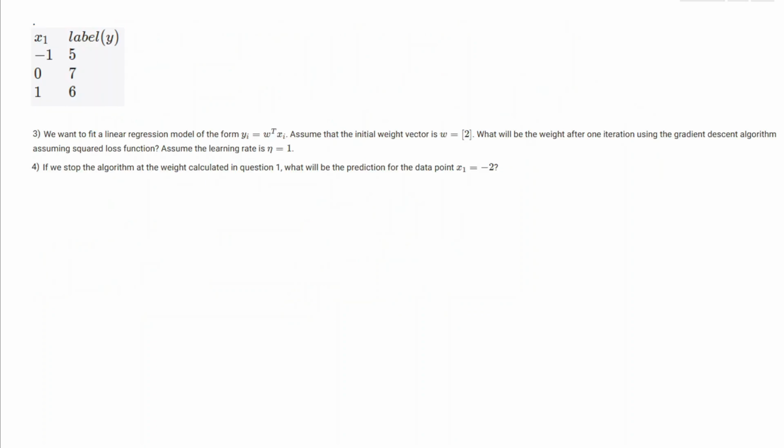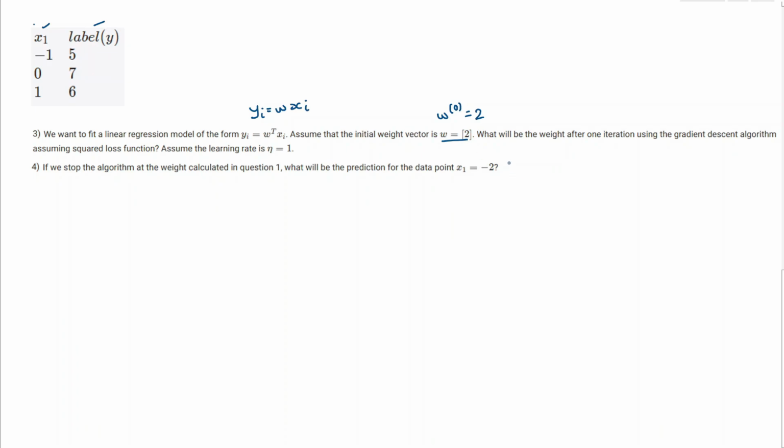So this is the third and the fourth question. We are given a data set of one variable and one output, and we want to fit a linear regression model of the form yi equal to w transpose xi. Note that there is no intercept term. It says to assume that the initial weight vector is w equal to 2. So this is essentially not a vector, it's just a scalar, or you can consider it a 1 by 1 vector, of the form yi equal to w xi. The initial value of w is 2, so we can write w0 equal to 2.